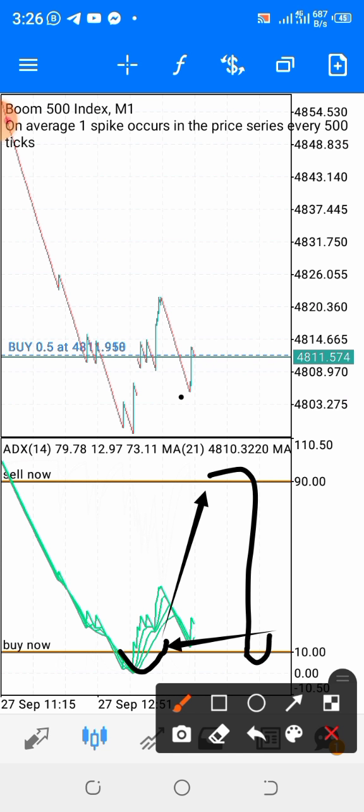When they reverse, you have one spike again. You enter another buy, okay. This is how you trade this.